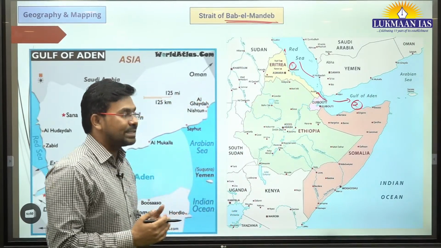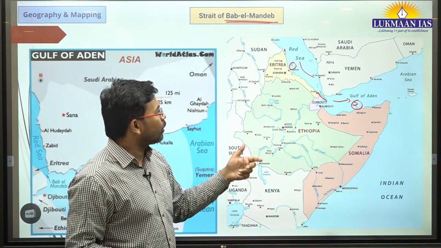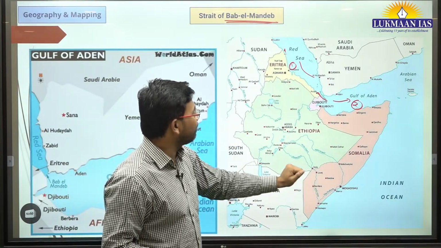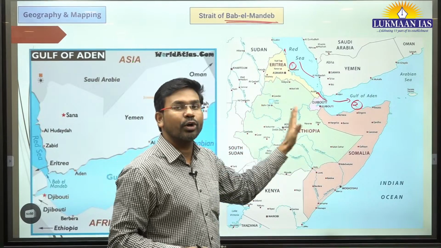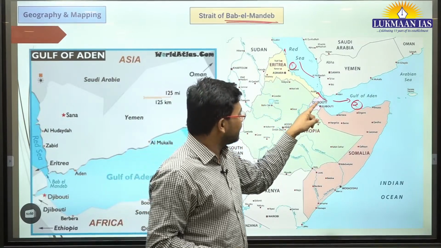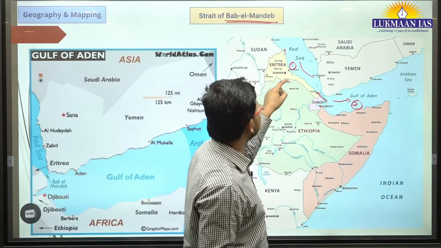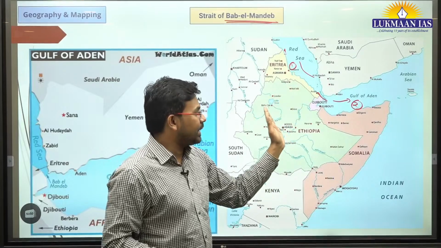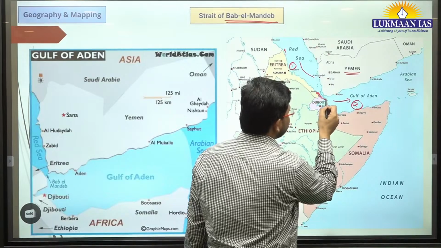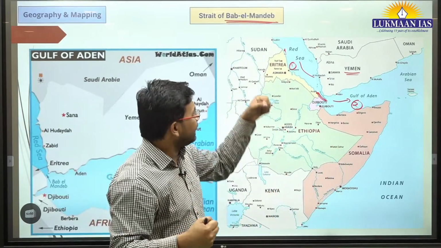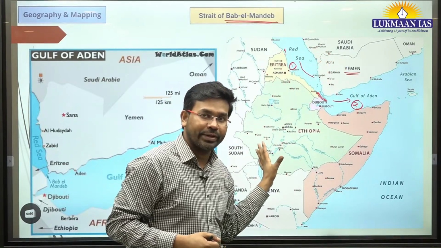As we can see, the Strait of Bab el Mandeb is located to the right of the Horn of Africa. The Horn of Africa includes countries like Somalia, Djibouti, Ethiopia and Eritrea. These are known as Horn of Africa countries. The Strait of Bab el Mandeb has its borders with Djibouti and also with Eritrea on the south side. On the northern side, there is Yemen. It connects the Red Sea with the Gulf of Aden, and it separates the Arabian Peninsula from the Horn of Africa. So this is important.